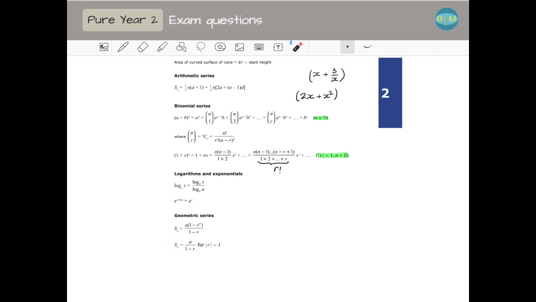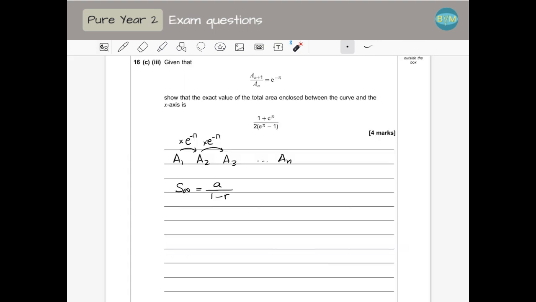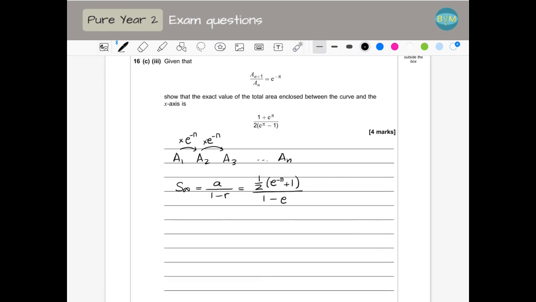for sum to infinity. So a is the first term, and we say the first term is 1/2 e to the power of minus pi plus 1, that was a1, divided by 1 minus r. And r is the common ratio, so e to the power of minus pi. This is quite similar to this one, but we have the e to the power of pi positive instead of negative. So what we can do is to work a bit with the expression until we have that.